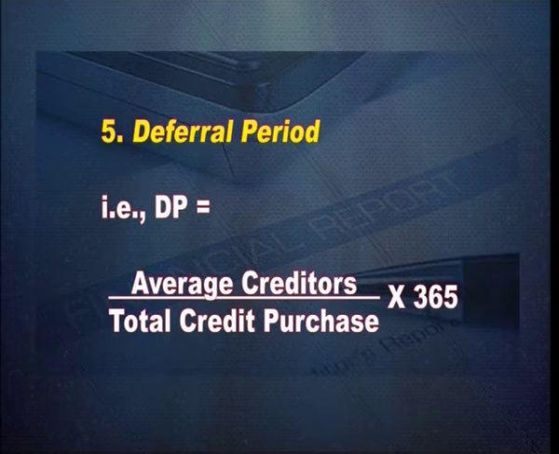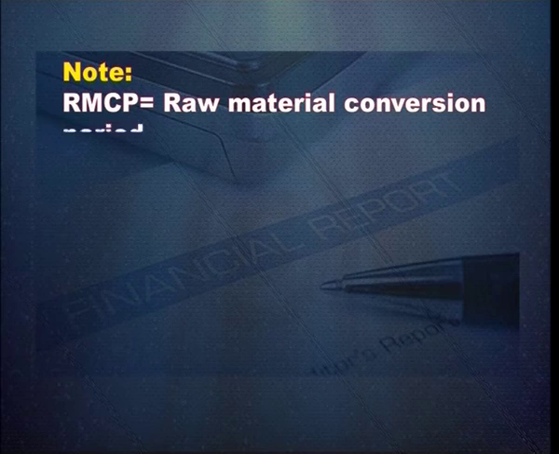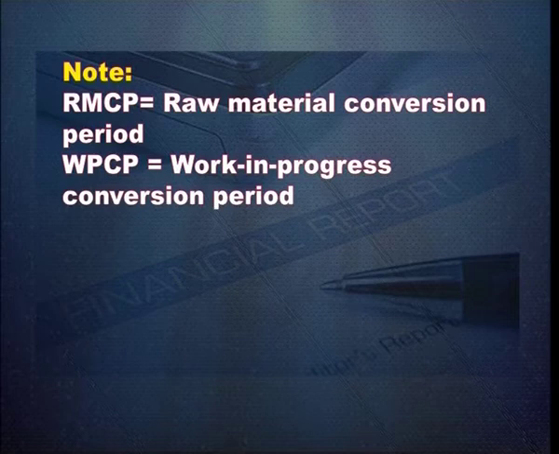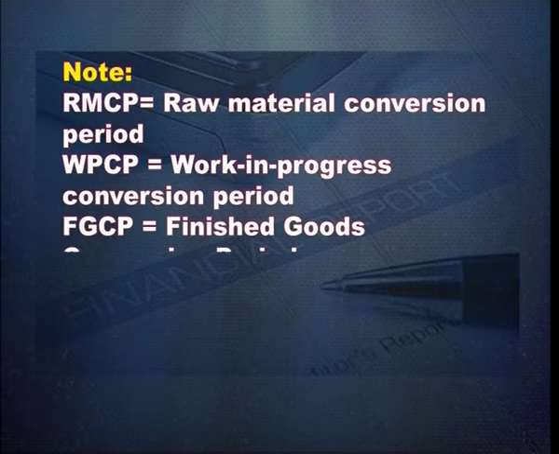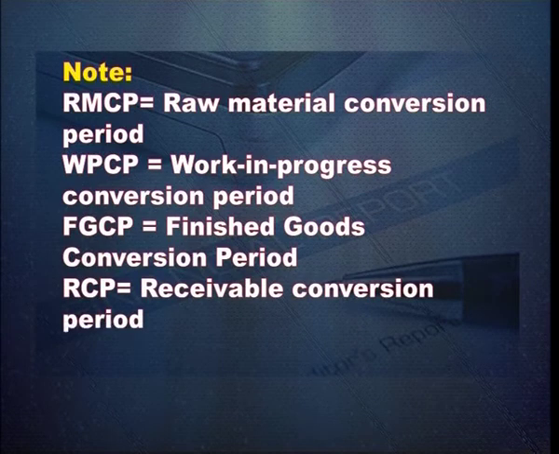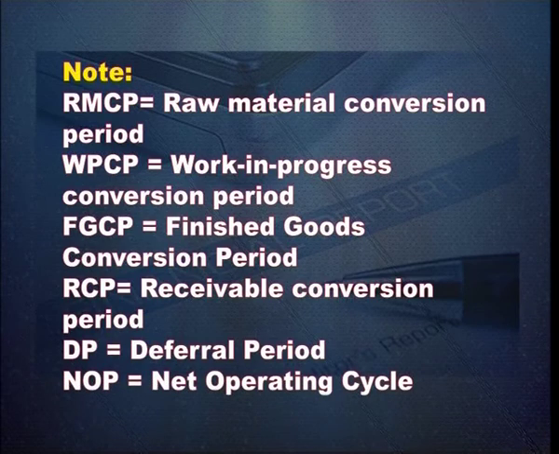Note, RMCP is equal to raw material conversion period, WPCP is equal to work in progress conversion period, FGCP is equal to finished goods conversion period, RCP is equal to receivable conversion period, DP is equal to deferral period, NOC is equal to net operating cycle. On the basis of conversion periods, the TOCP and NOC may be ascertained as follows.